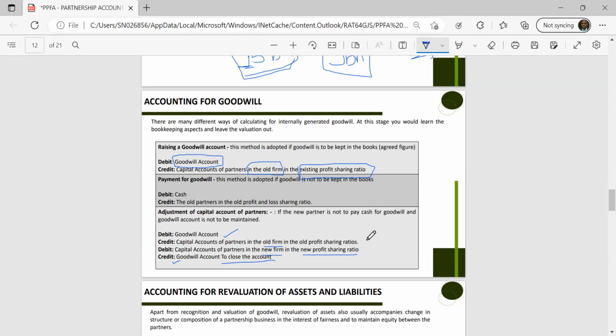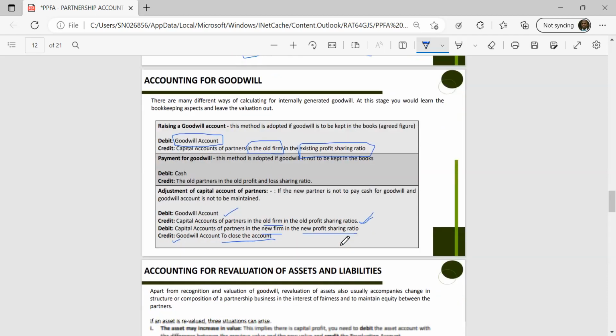The old partners, they will get a share of their goodwill that they have built over the years in their capital accounts. You will also debit the accounts of the new partners using the new sharing ratio. You debit the capital accounts. The balance there that is left is their share of the goodwill.